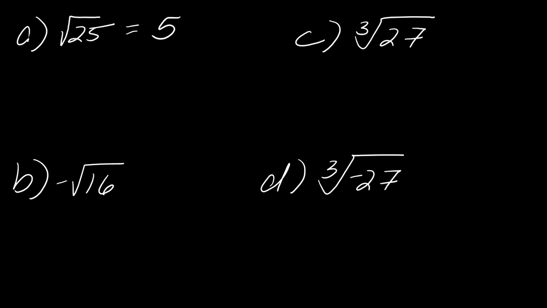Okay, so the square root of 25 is 5. Notice here, I have this negative on the outside of 16. So this is specifically calling for the negative square root of 16, which equals -4. The cube root of 27 is 3, and the cube root of -27 is -3. Just notice, it's fine if the negative falls outside of the square root. When it falls inside, that's the problem.